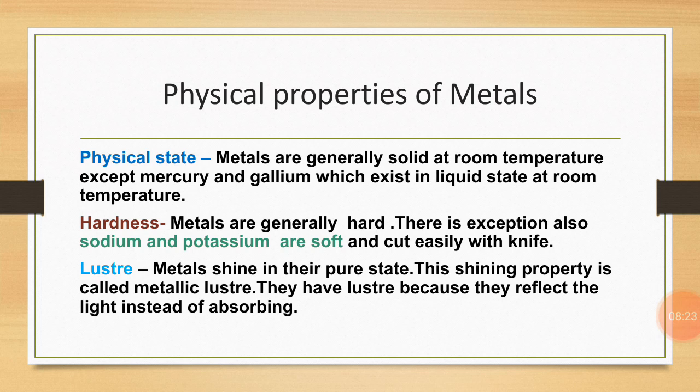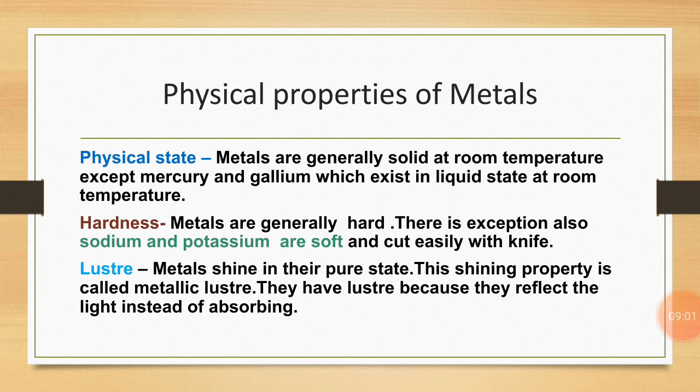Now next is about luster. Luster means shine. Metals generally have shine in their pure state, and this property of shining is known as metallic luster. They possess metallic luster because the light that falls on the surface gets reflected. Instead of absorbing the light, they reflect it, and due to this property they have metallic luster.